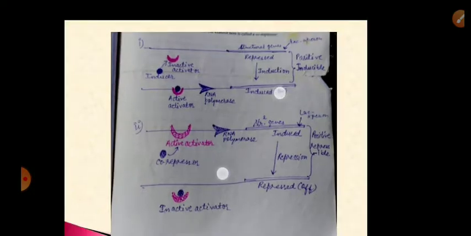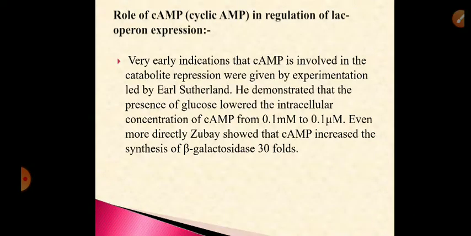Now let us discuss another point, that is, what is the role of cyclic AMP in regulation of lac operon expression. Early experimentation by Earl Sutherland proved that cyclic AMP is involved in catabolic repression. Cyclic AMP is involved in catabolic repression.